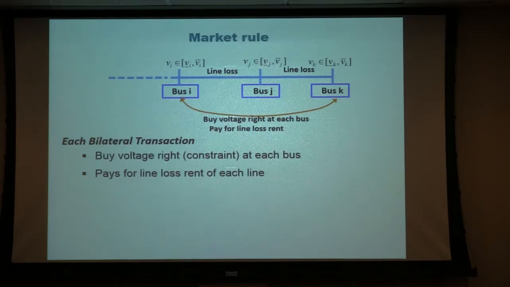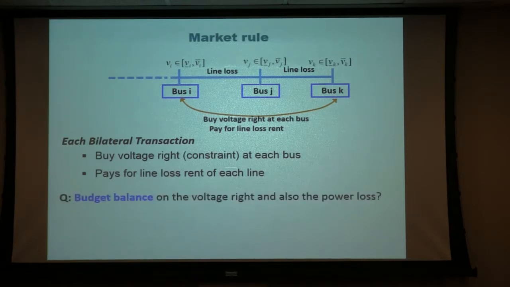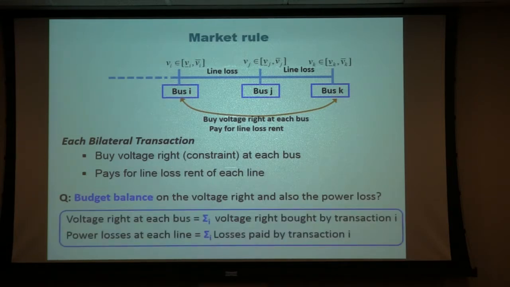And also for the line loss, I need to pay for the line loss happening in the grid because of my transaction. But the question is, how much do I need to pay? How do I know the effect I caused? So that's when we design the allocation rule for the voltage effect and line loss for each individual person. One constraint we put is that we need to make sure of budget balance. What budget balance means is the total voltage effect should equal the voltage bought by all the transactions, and the total power loss should equal all the loss paid by the individual transactions. That's the design constraint we put.